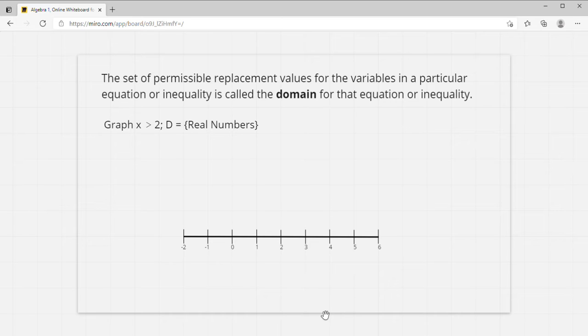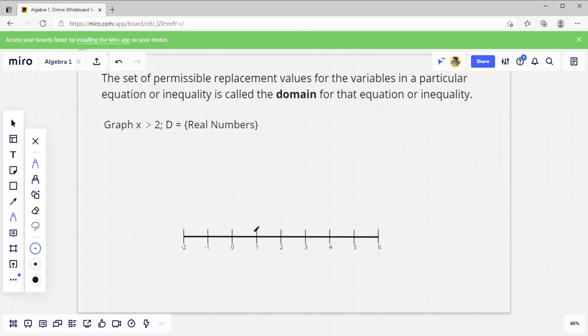So for example, let's say that we had an equation where we were selling eggs for 50 cents each. Let me get my pen here. So if each egg costs 50 cents, X, the number of eggs, times 50 cents equals our cost. Let's say that we had 3 eggs. 3 times 50 cents would equal $1.50. But we couldn't have negative 3 eggs. That wouldn't make any sense. So the domain for that would be positive numbers.